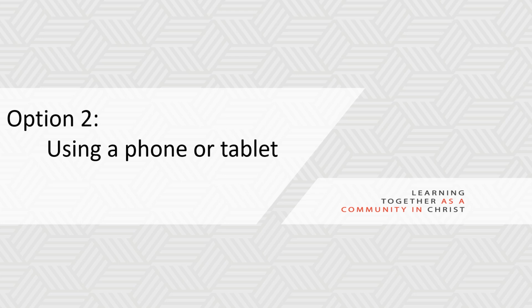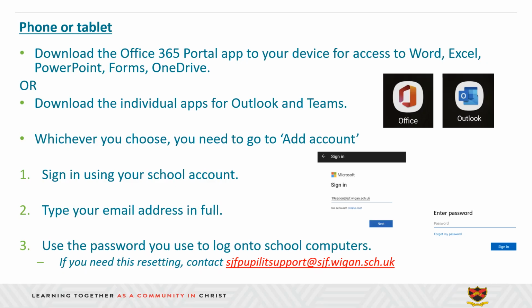This section will look at accessing Microsoft apps through a phone or a tablet device. When accessing through a phone or a tablet, it's probably easier to download the applications to your device rather than access through a web page. The apps that you will find most useful are the Office 365 Portal app, which looks like a red box with Office. You can access Word, Excel, PowerPoint, Forms and OneDrive through this app.